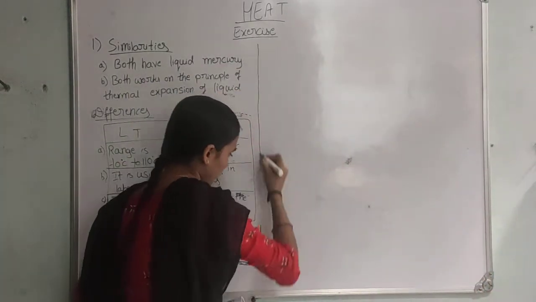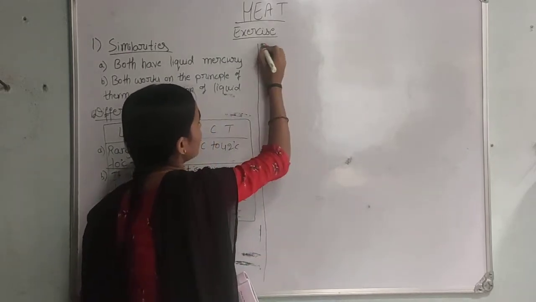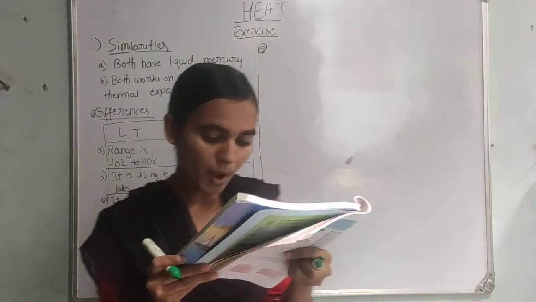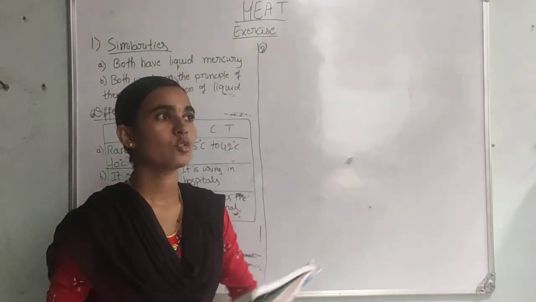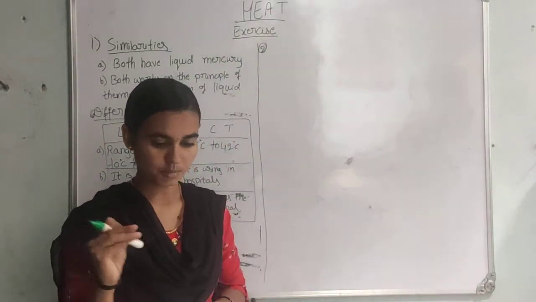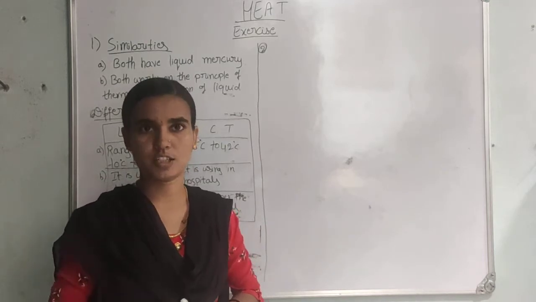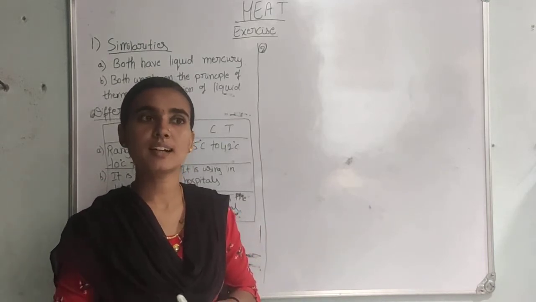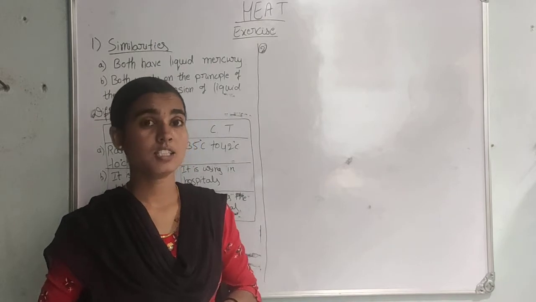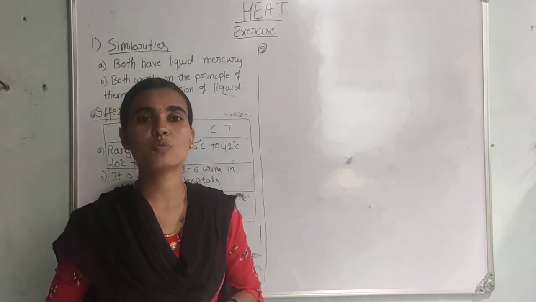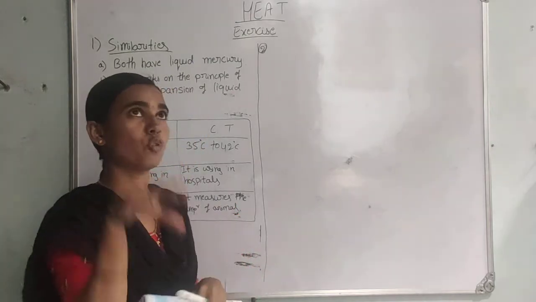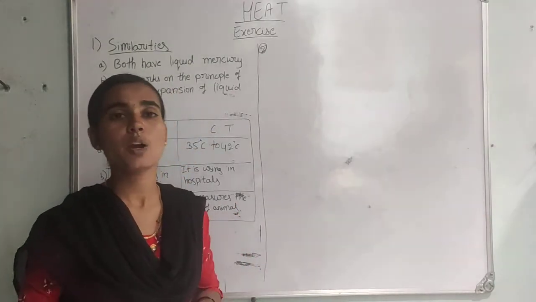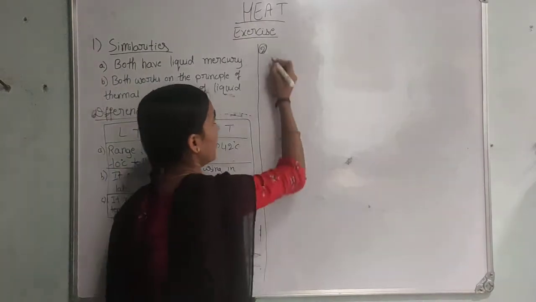So next, question number two. Give examples each of conductors and insulators of heat. We know that conductors are the materials which allow heat through them, that we call conductors. Similarly insulators, the materials which do not allow the heat, we call an insulator. For the conductors and the insulators we have to give examples.